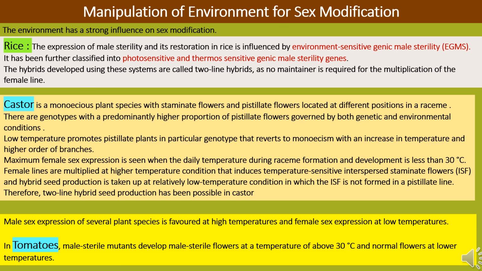Male sex expression of several plant species is favored at high temperatures and female sex expression at low temperatures. In case of tomato, male sterile mutants develop male sterile flowers at a temperature of 30 degrees centigrade and normal flowers at lower temperature. So here we can see the effect of environment on sex modification, and it is used accordingly in seed production activities.